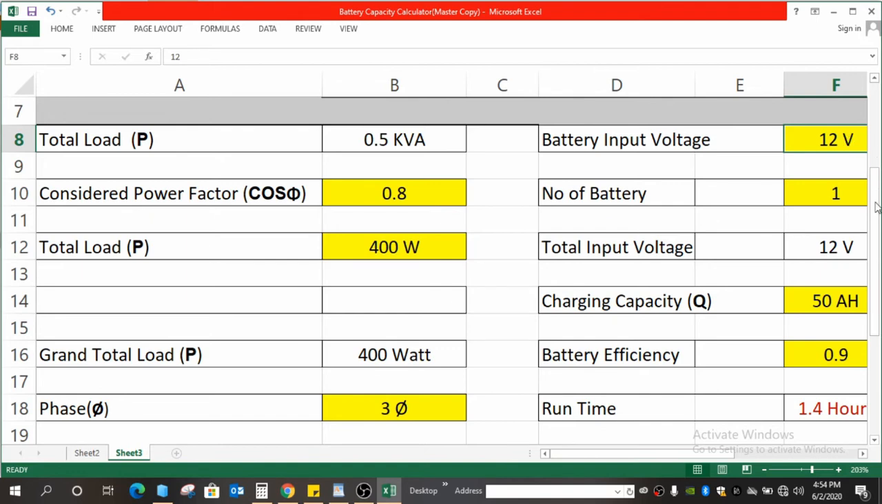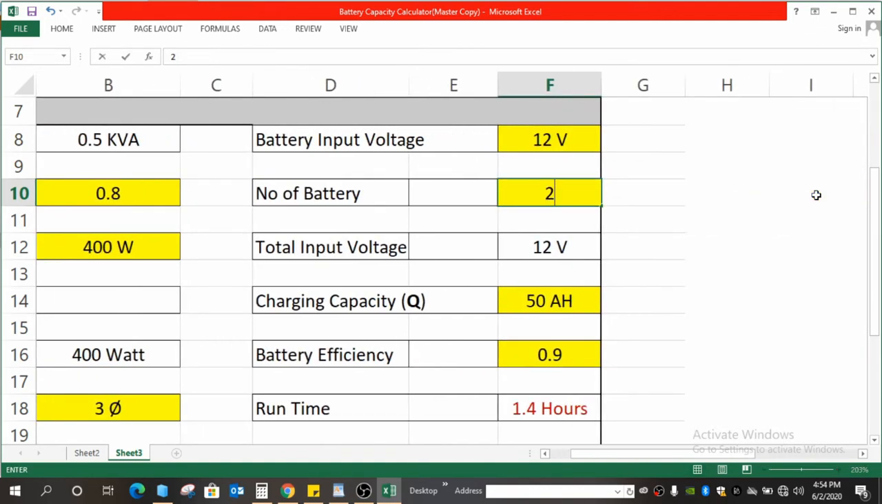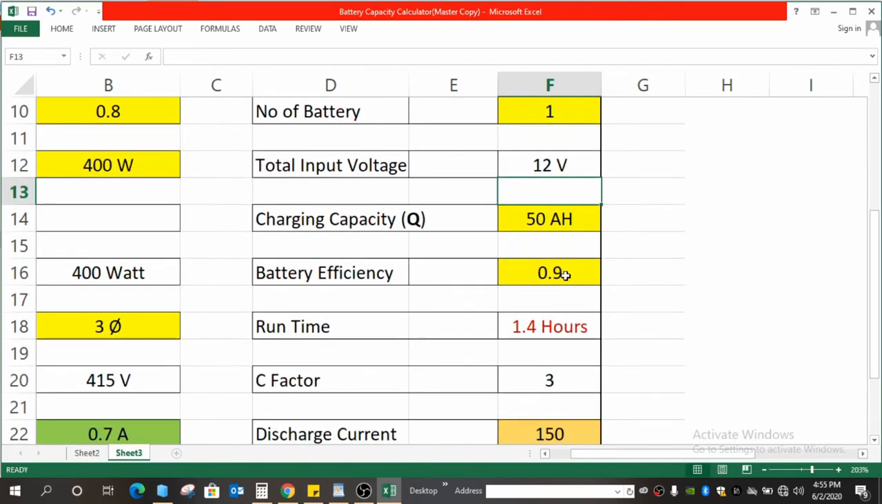And the second is the number of batteries. What is the number of batteries in connection? If there is one, you need to enter only one. If there are two or three, likewise you have to enter two, so that the voltage will go to 24. For now I am considering one battery only, so that the total input voltage will be 12 volt.